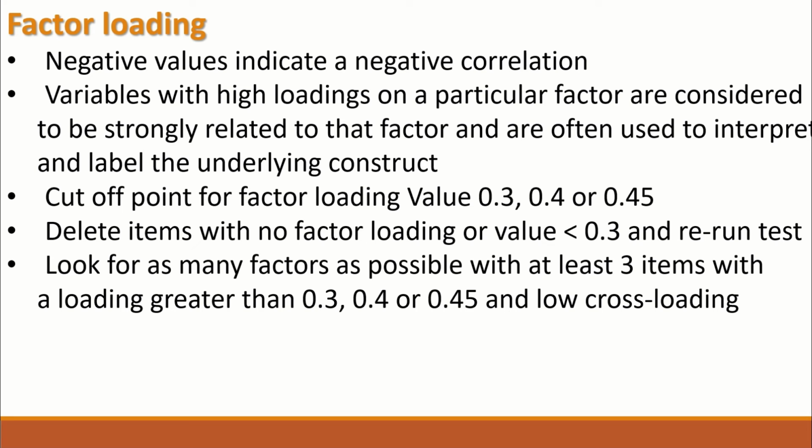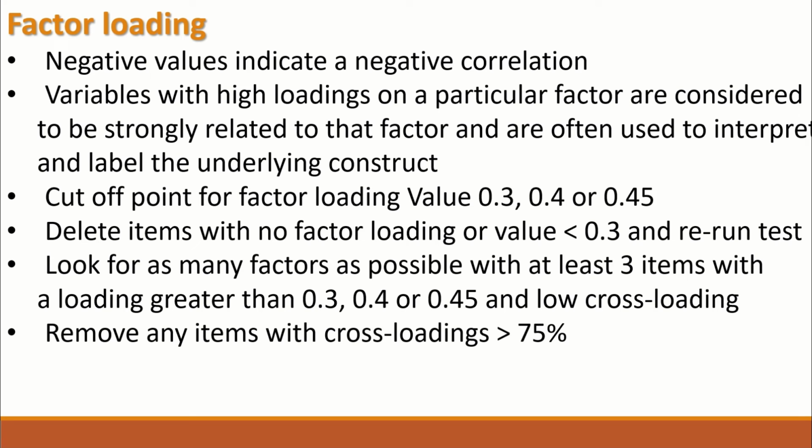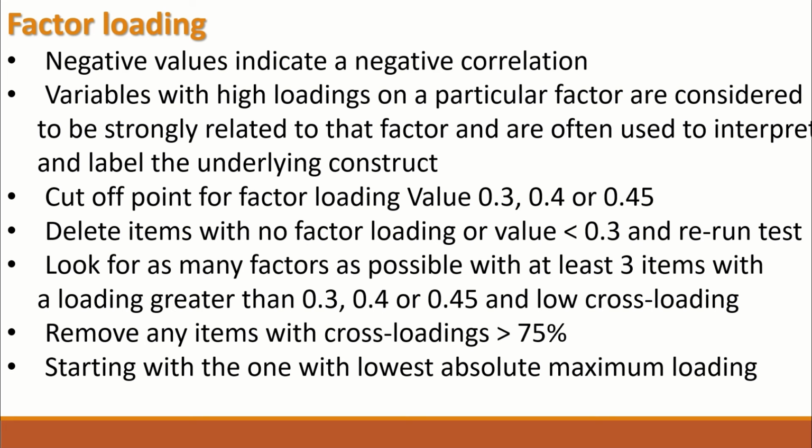So the cutoff point for the factor loading can be determined whether it's 0.3, some researchers prefer 0.3, some researchers make it more stringent and use 0.4, and others even more stringent by using the cutoff of 0.45. Remove any items with cross-loading of greater than 75%. Start with the one with the lowest absolute maximum loading. So remove the items that have the lowest absolute maximum loading.